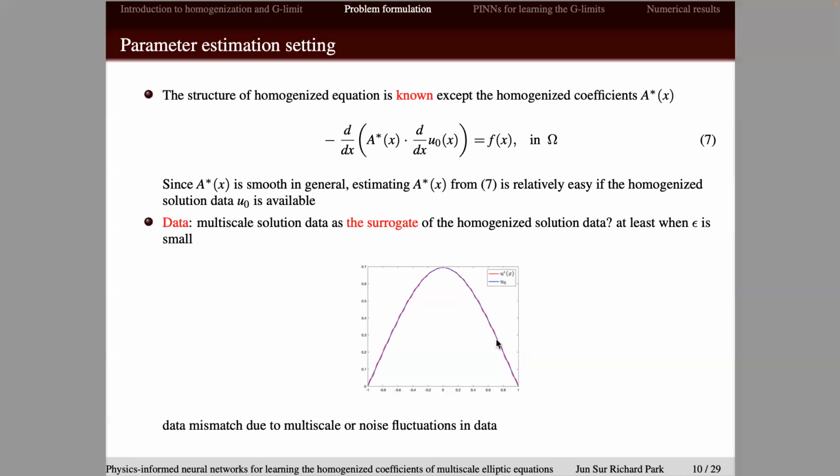But we have some problem here, of course, because our multiscale solution has this oscillatory feature. So there's some data mismatch between the homogenized solution and the multiscale solution. Ideally we have to use homogenized solution data, but actually we use the multiscale solution data, but the problem is there is some mismatch because of those oscillations in our multiscale solution data. So can we handle that? We need some type of good regularization method to handle that.